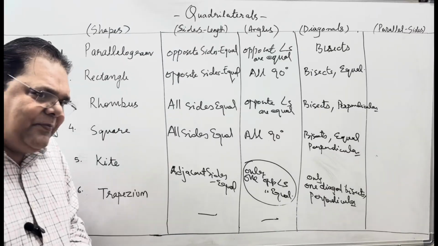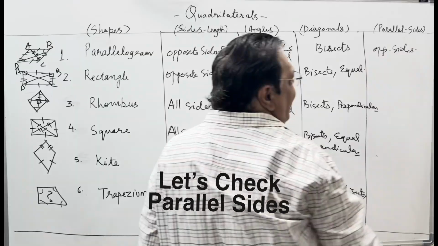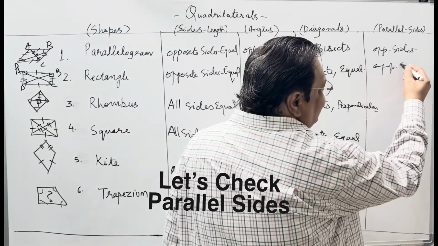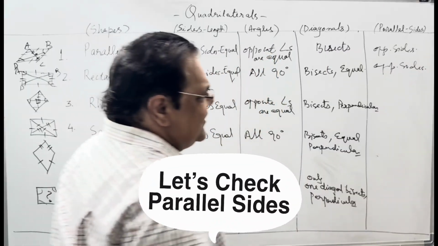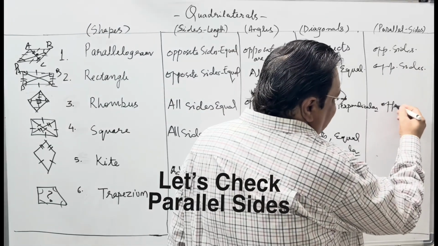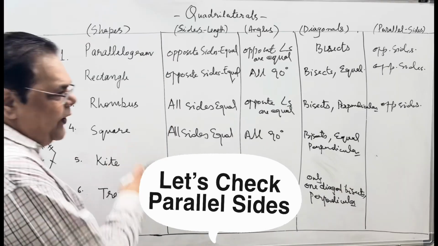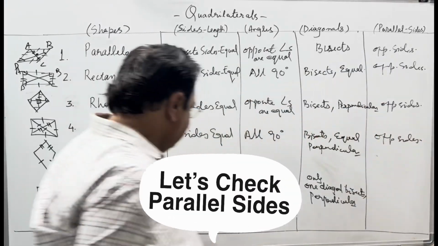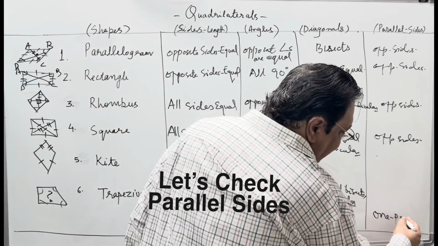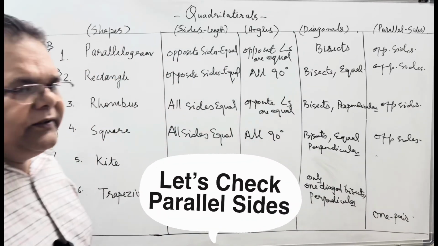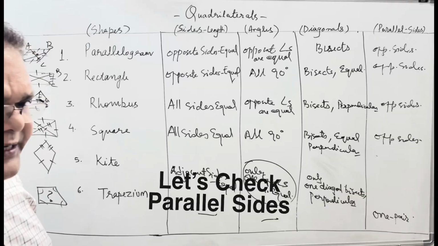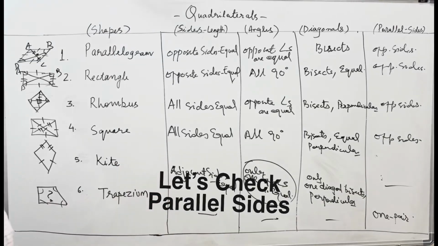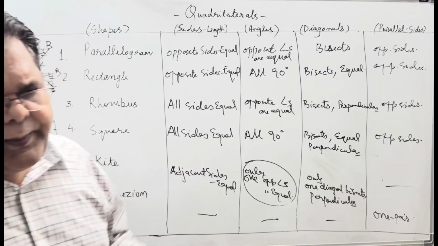In a parallelogram, opposite sides are parallel. Rectangle, opposite sides are parallel. Rhombus, opposite sides are parallel. Square, opposite sides are parallel. In a trapezium, one pair is parallel. There are four sides in a trapezium, at least one pair parallel. In kite, opposite sides will be parallel or not parallel, doesn't matter.